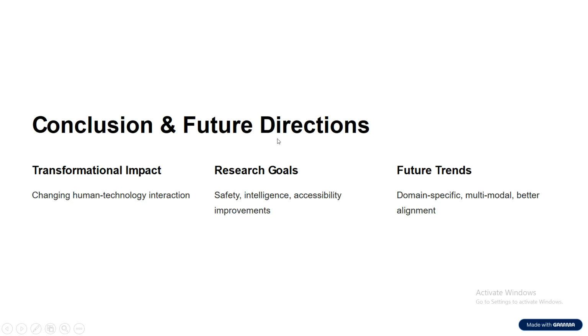Conclusion and future direction. Transformational impact, changing human-technology interaction. Because nowadays everyone is using generative AI, and in generative AI, LLM models are used. So it is a transformational technology impact, because in every business, every software, there is a Gen AI application used, which is followed by LLM models. Research goal: in everything, everywhere, LLM models are working.